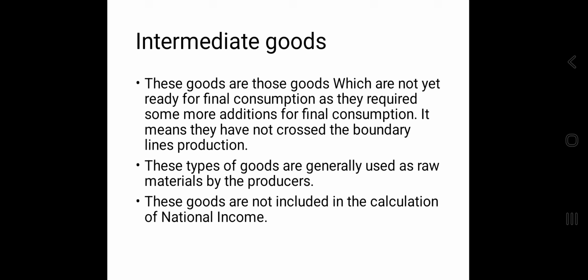Then the next one, what? Intermediate goods. Intermediate goods simply means raw materials that are used for the production of something else. Intermediate means intermediary, that plays an intermediary role. So these are those goods which are not yet ready for final consumption because further addition is needed. These type of goods are generally used as raw materials by the producers. These goods are not included in the calculation of national income.